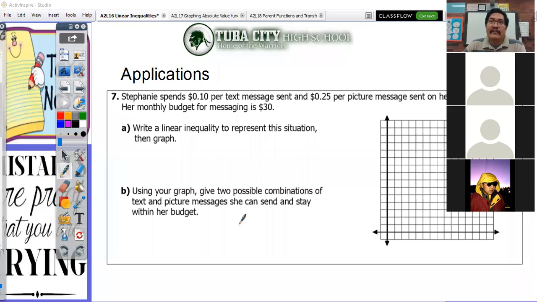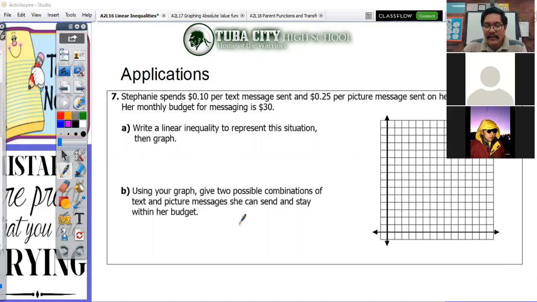And we've also covered graphing not too long ago, like a week or two ago. But even then, it's not so long ago that you would have forgotten everything. But again, the only two new things that you really need to remember is which side to shade and what kind of line to use.